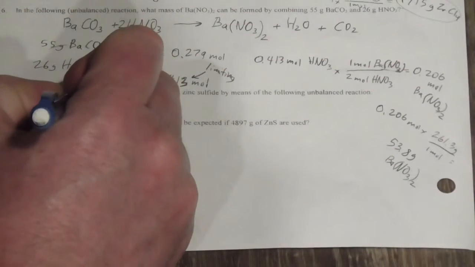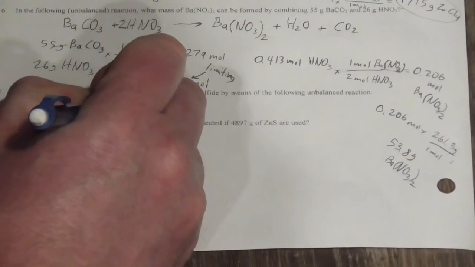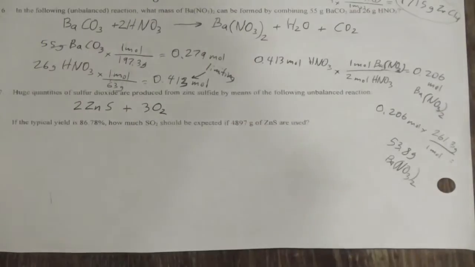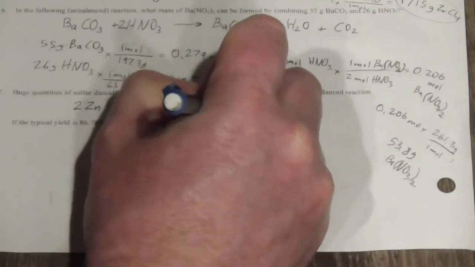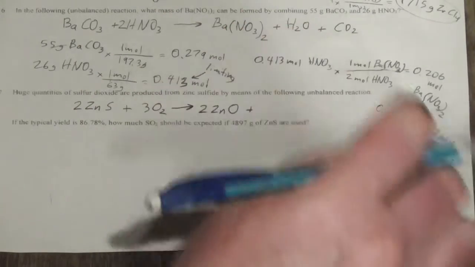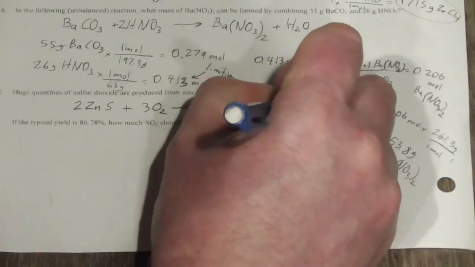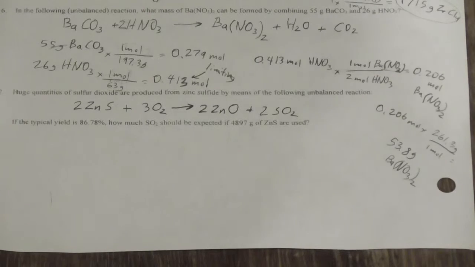Now that one is actually the one I had on the other side of my paper, where we have 2 zinc sulfides plus 3 oxygens yields 2 zinc oxides plus 2 sulfur dioxide. So huge quantities of sulfur dioxide are produced from zinc sulfide by means of the following reaction.